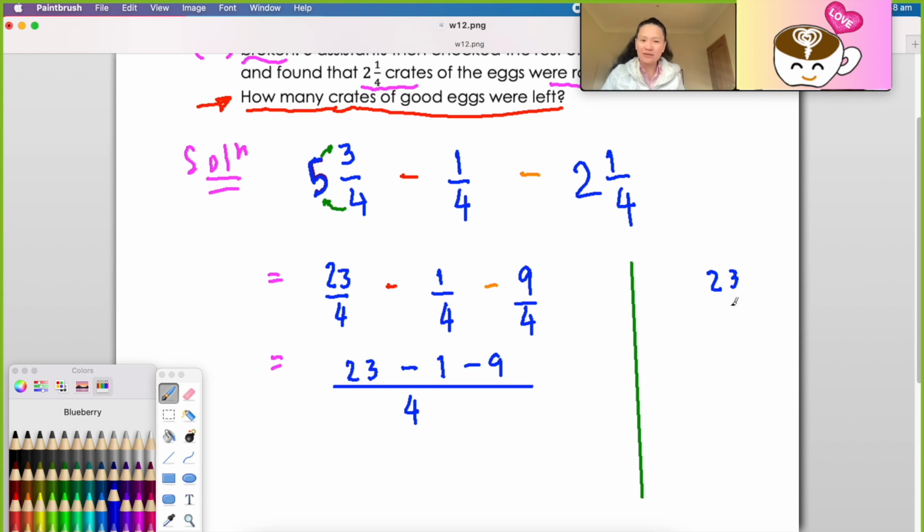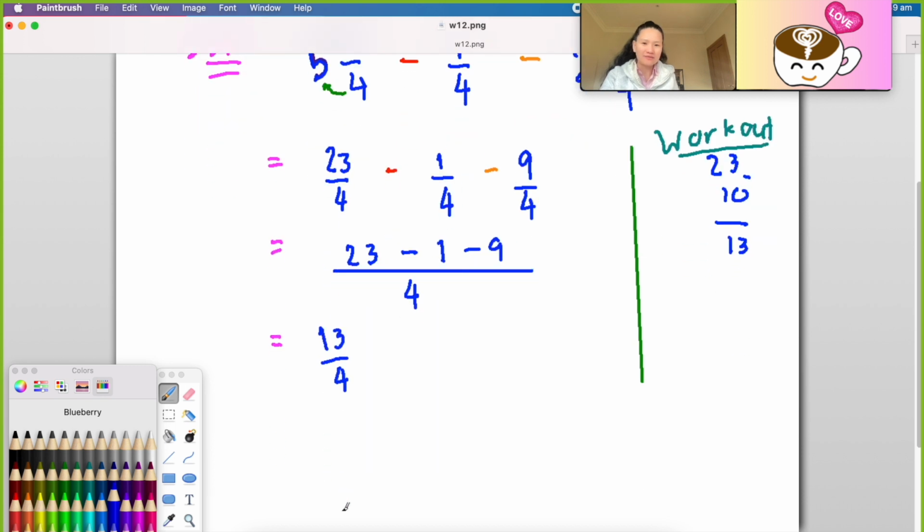23 subtract 1 is 22. 22 subtract 9. What is this? Is that 13? This one is our workout. Now we have 13 out of 4. Do I have grace? 13 out of 4 is equal.